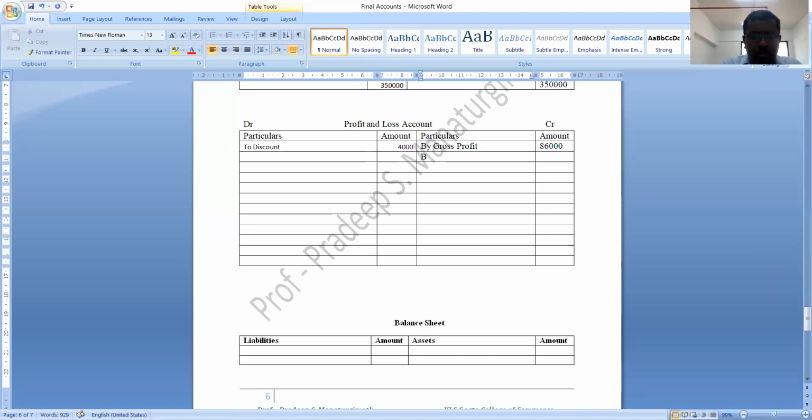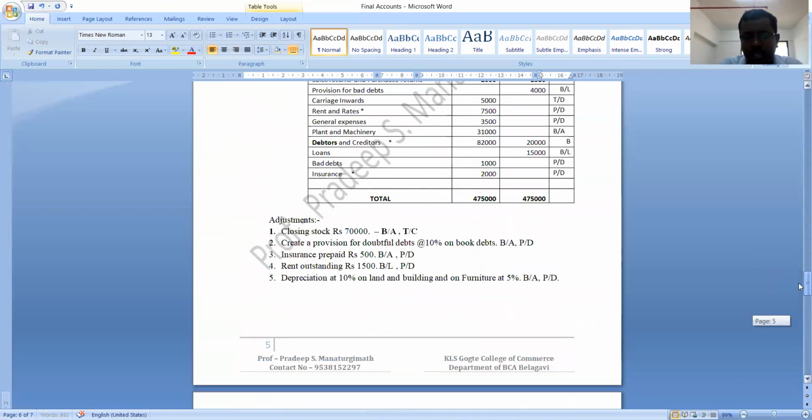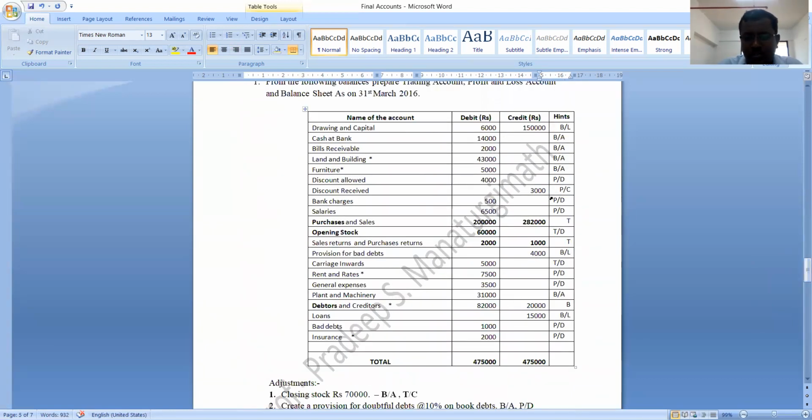Then later we need to record discount received. So by discount received. How much is the amount of discount received? It is rupees 3,000. Understood? Discount allowed is loss, discount received is gain. So we are done with these two items.